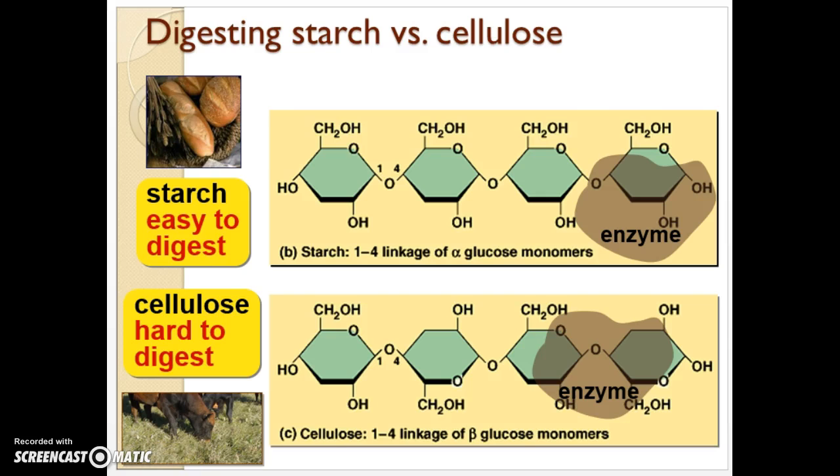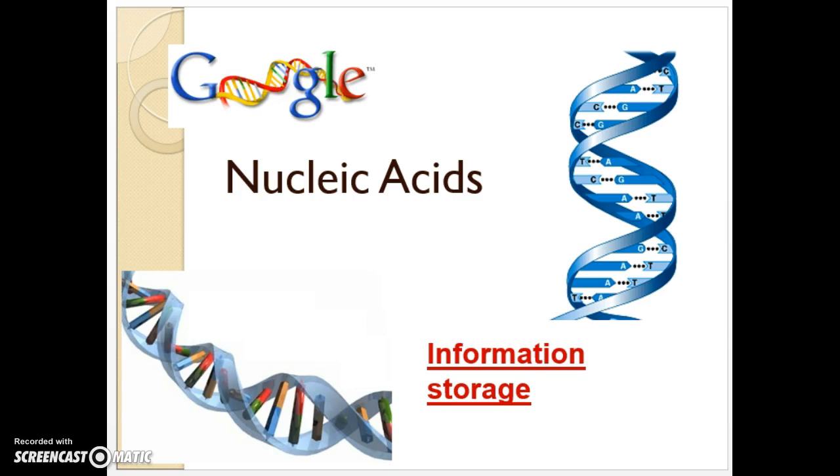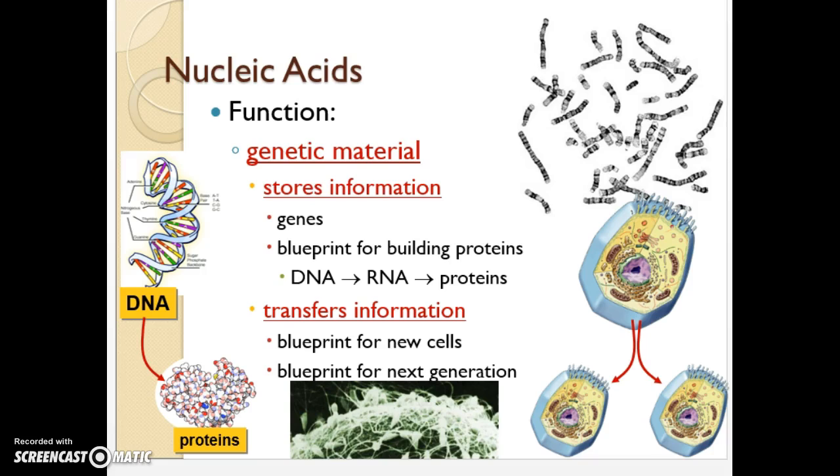Okay, so we're going to move on now to nucleic acids. And the main role of nucleic acids, as I'm sure you know, is to store information and to pass it on and to allow it to be expressed. So they contain the genetic material. As you know, they are what genes are made up of. Genes are the blueprint for building proteins.